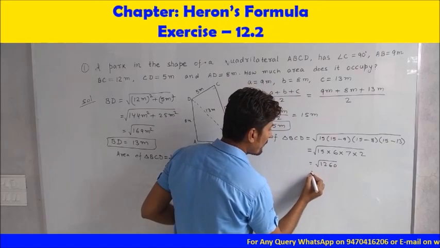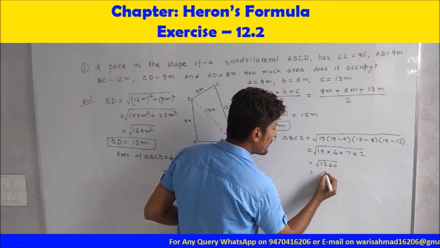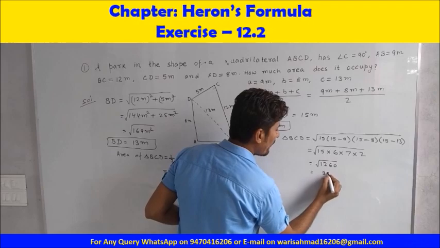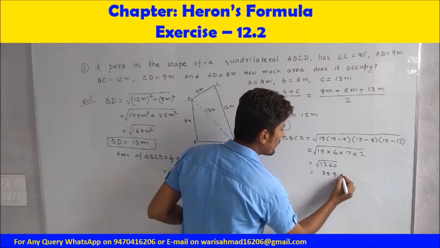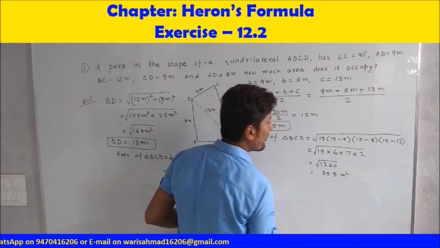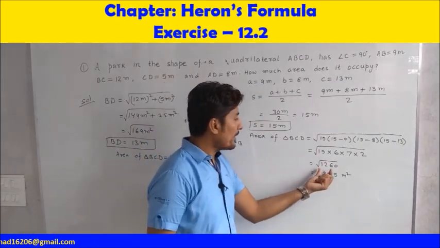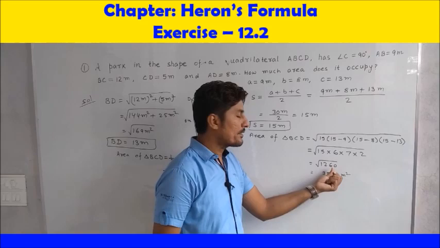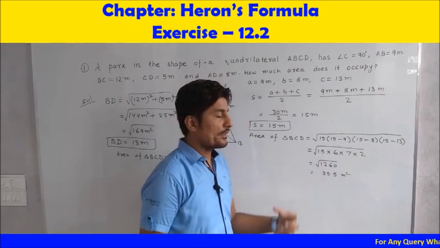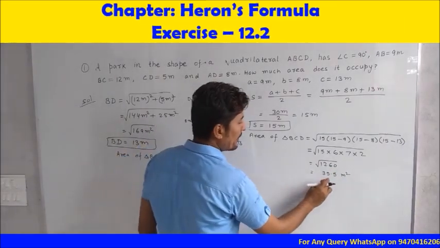and the square root of 1260 is 35.5 meter square approximately. This is the approximate value of this one. If you find the square root of 1260 by using the division method, then you will get 35.5 meter square.